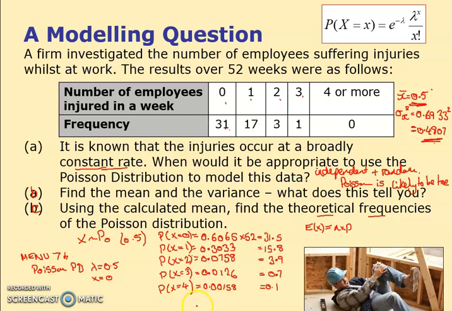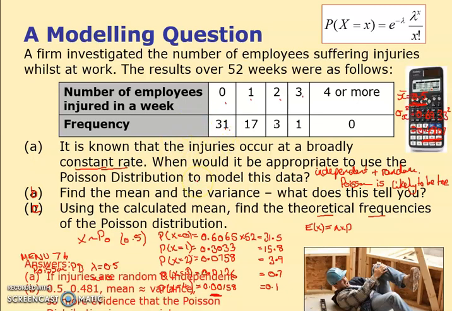Notice, by the way, I wrote that wrong, so now hopefully that's right: 0.00158. I've timesed them all by 52 and I've got these answers to one decimal place. Now notice how accurate they are compared to the actual original numbers. They're not perfect, but they're pretty close. So this tells you the Poisson distribution really was a good fit for this set of data.